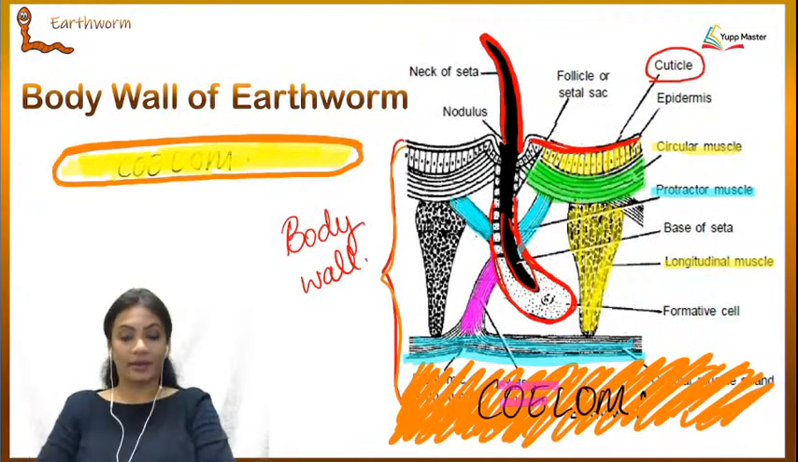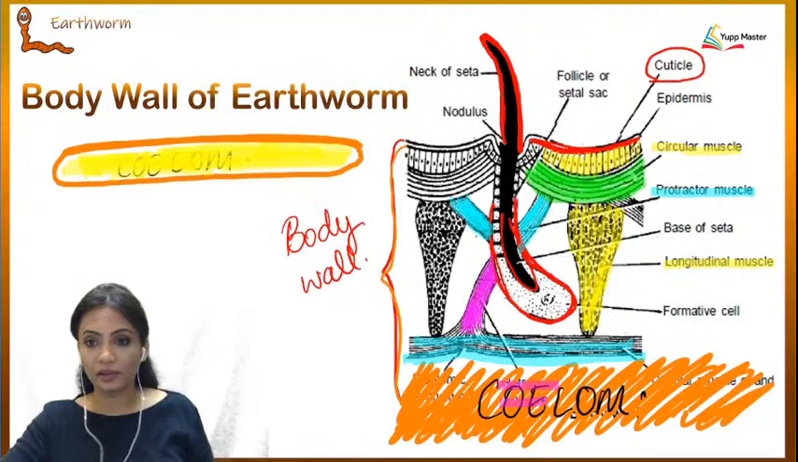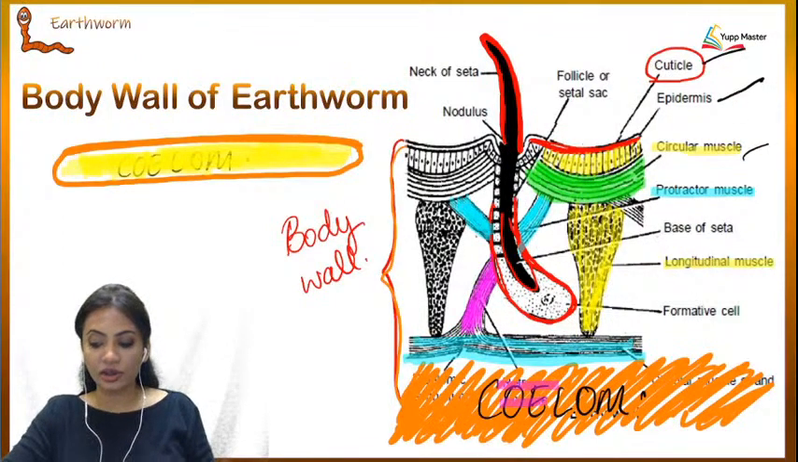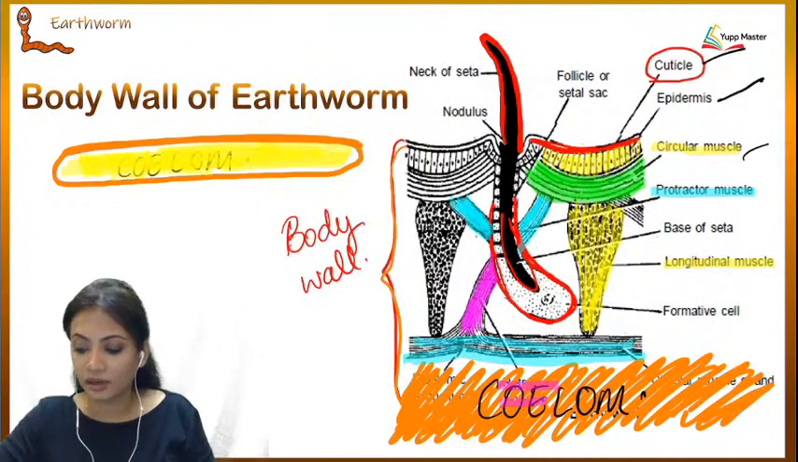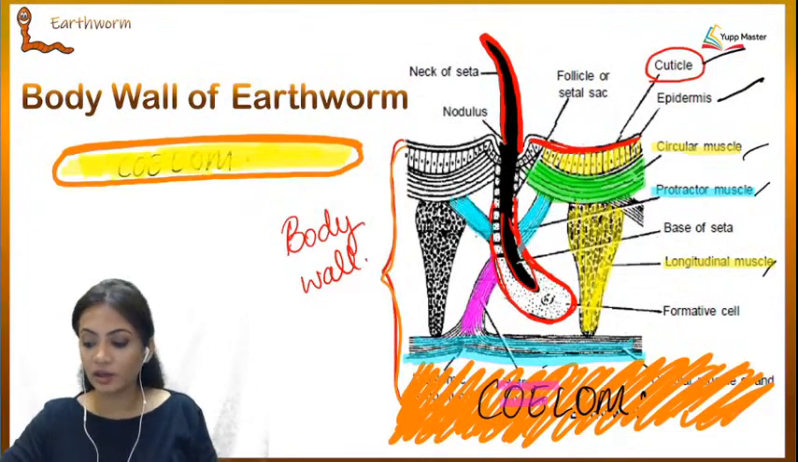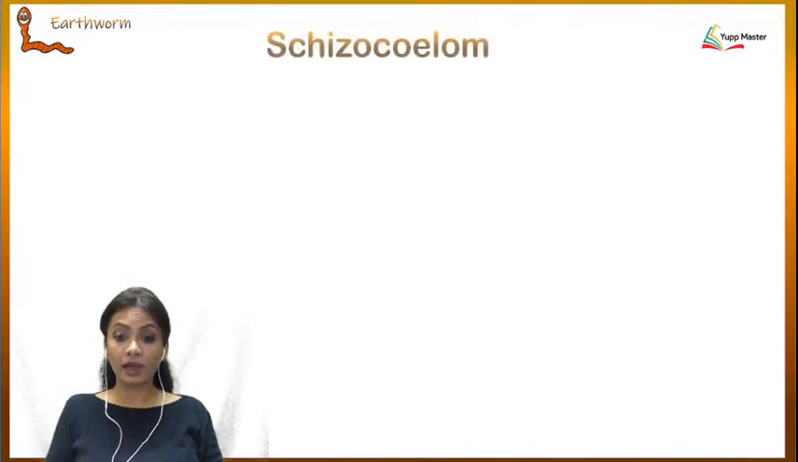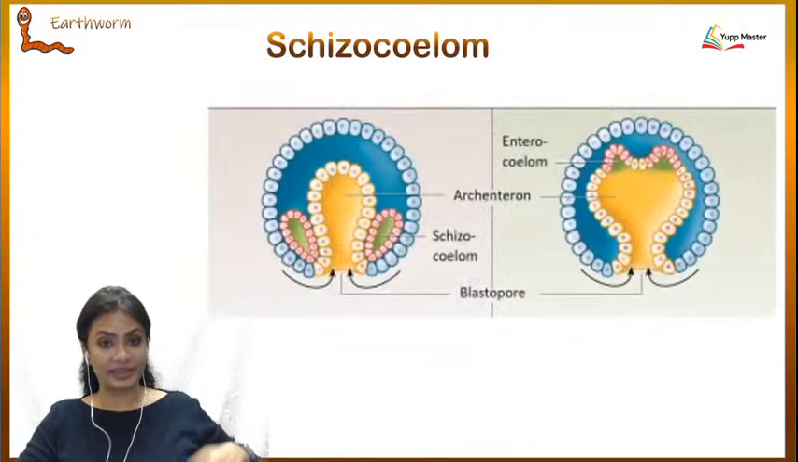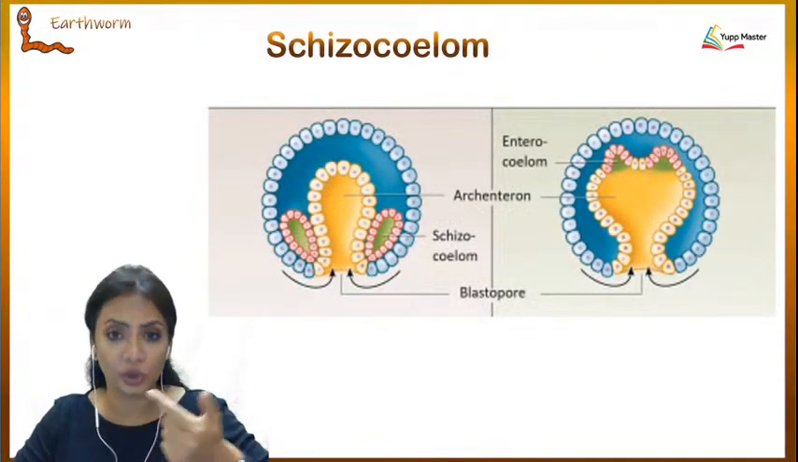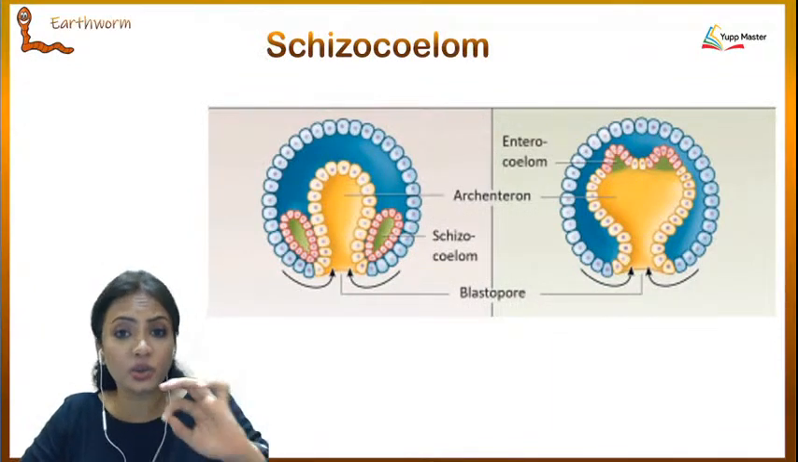All right, okay, so I hope this is clear. The wall layers of that earthworm, okay, talking about the cuticle, the epidermis, the muscular layers, and even the protractor muscles, the retractor muscles, and the longitudinal muscles. And finally, we also have the coelomic epithelium. Okay, now continuing ahead, we see that this coelom that we were talking about, okay, the coelom over here is called a schizocoelom.